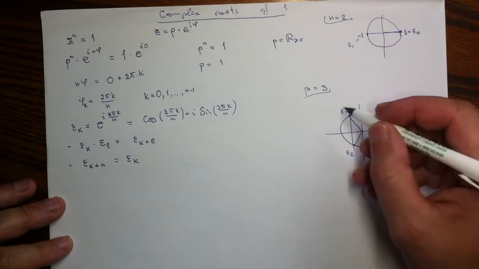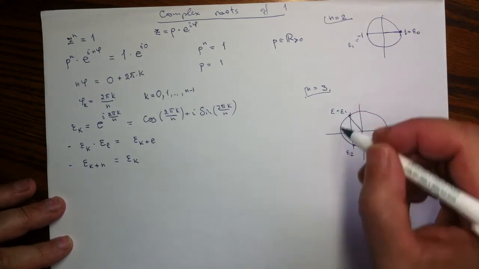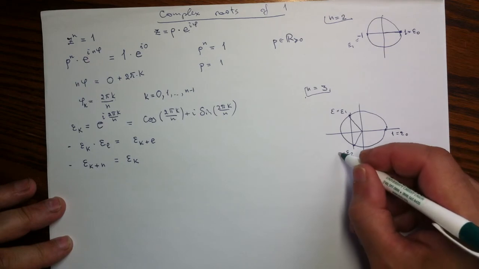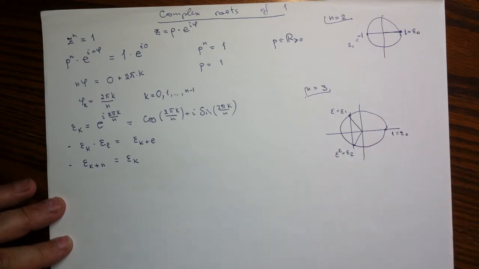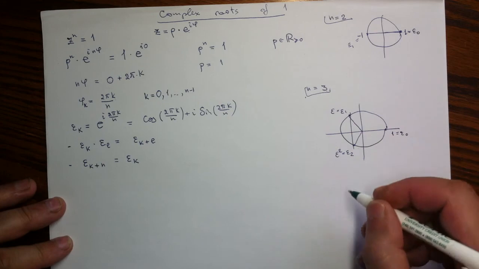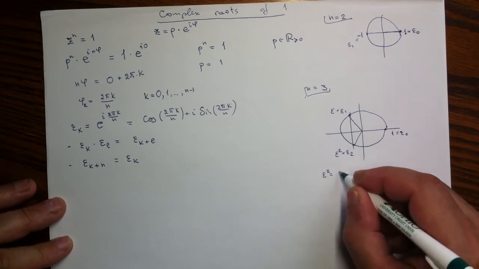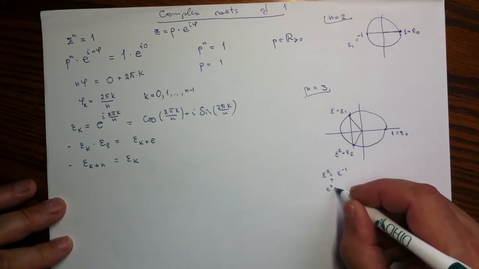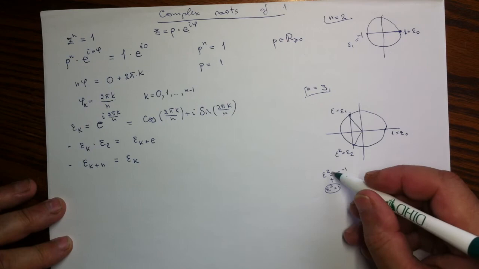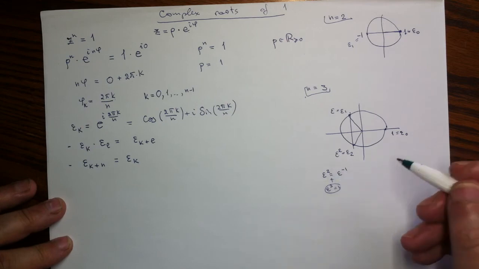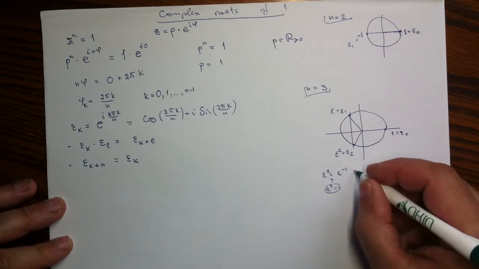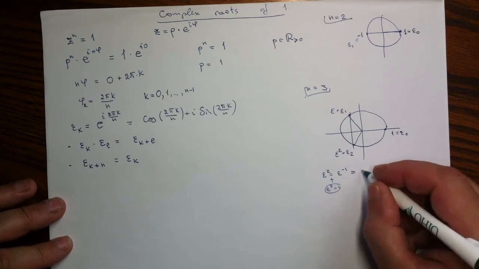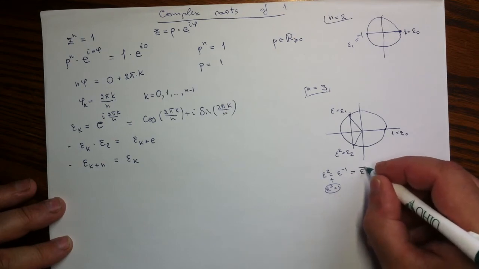So here's epsilon 1, which is, let's call it just epsilon for convenience. That will be epsilon 1 squared, which is the same as epsilon squared. But in our special case of n being 3, epsilon squared is as good as epsilon inverse. Well, that is because epsilon cubed is 1, and so if you multiply epsilon squared with epsilon, you will get 1, and hence epsilon squared is the inverse of epsilon. But something else we could say about it, it's the same as epsilon conjugate.